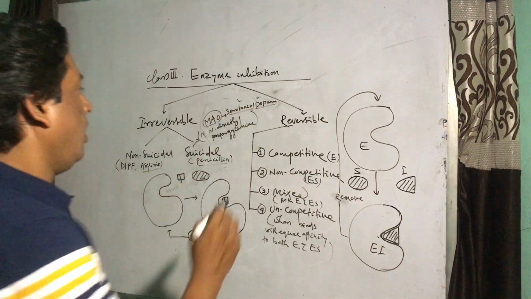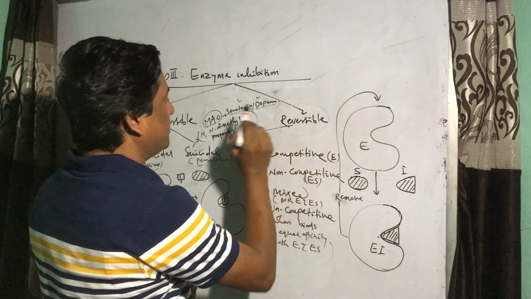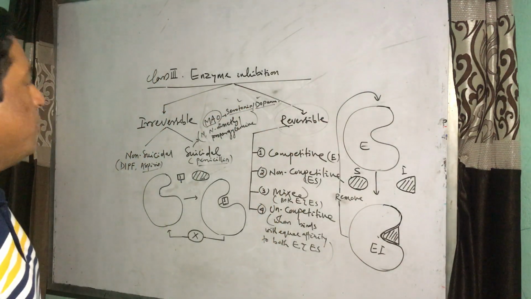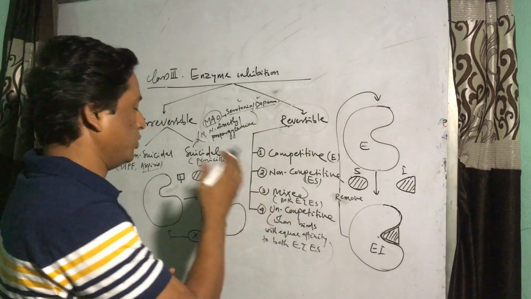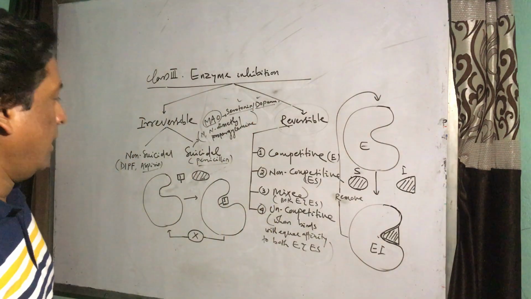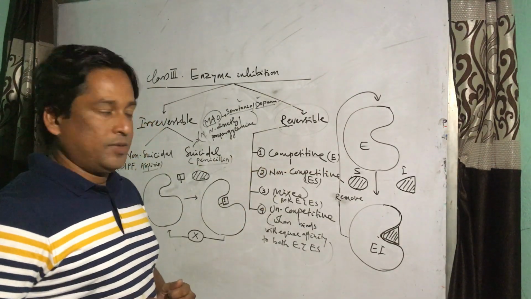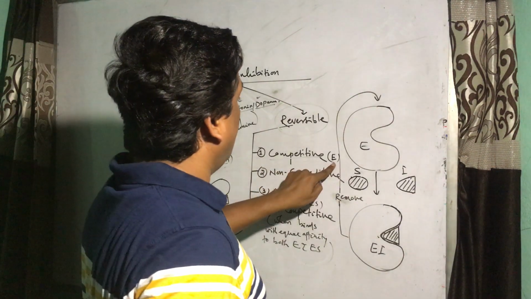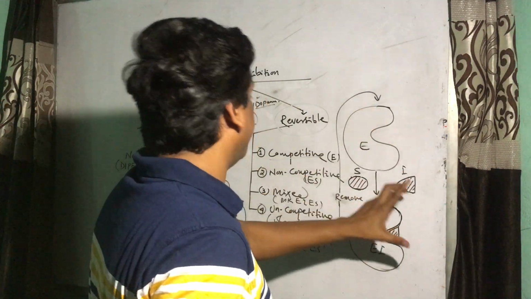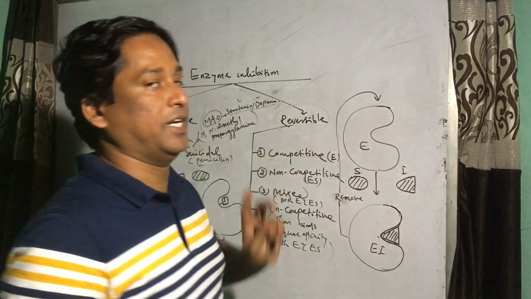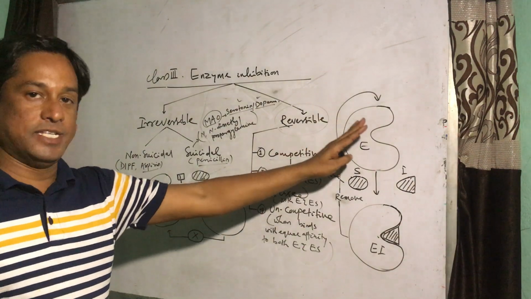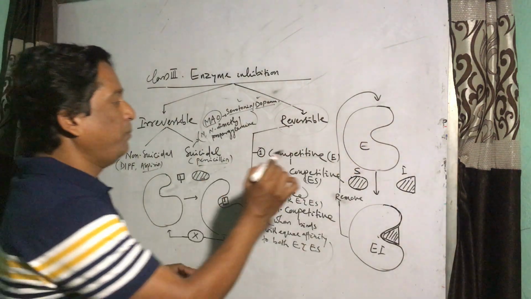So now coming to the second category of inhibitors, which are reversible. Reversible inhibitors can be categorized into four different types. The first are competitive inhibitors. Competitive inhibitors are the inhibitors which compete with the substrate for the active site of the enzyme. So they bind to the enzyme, but they compete with the substrate.